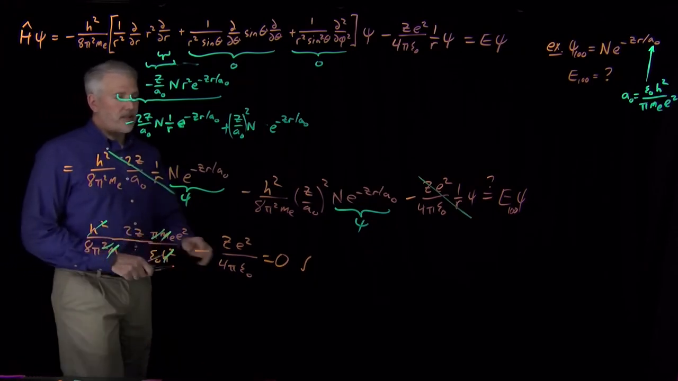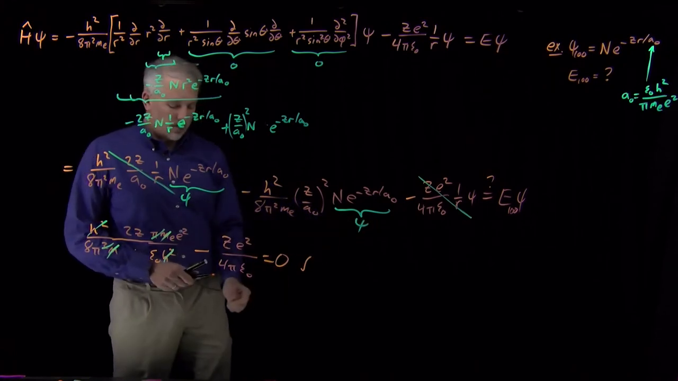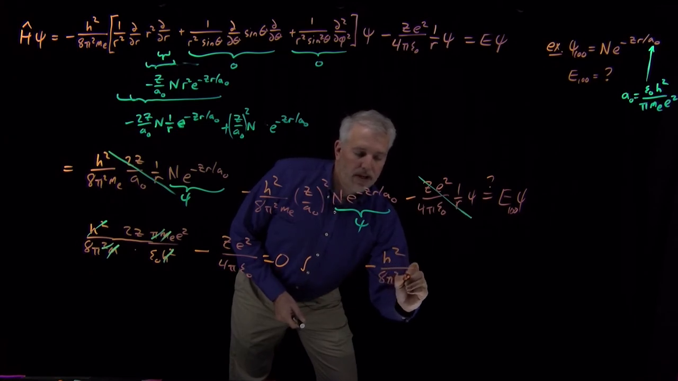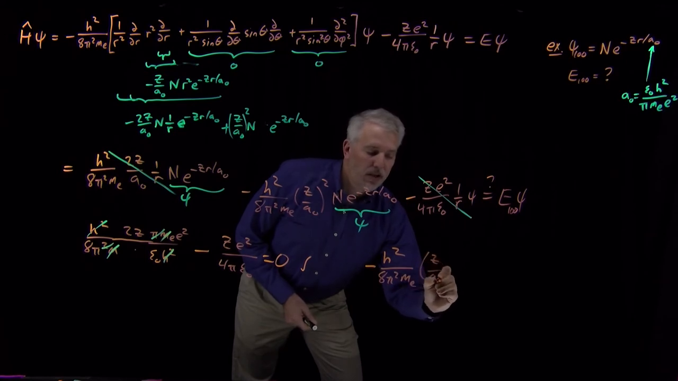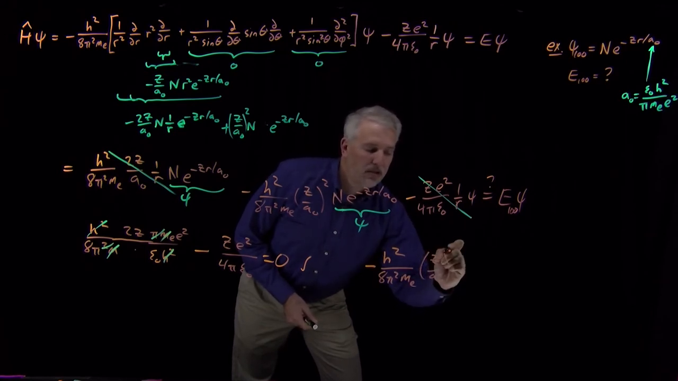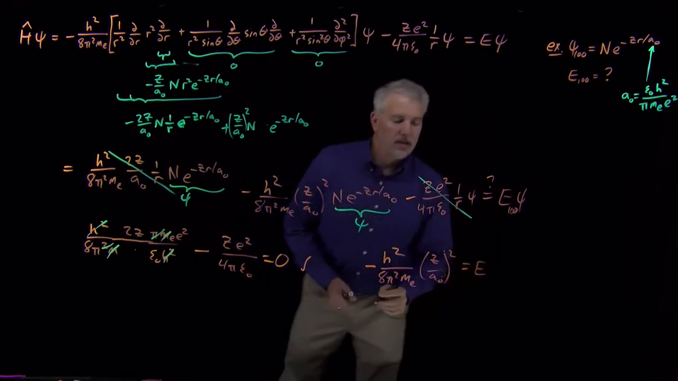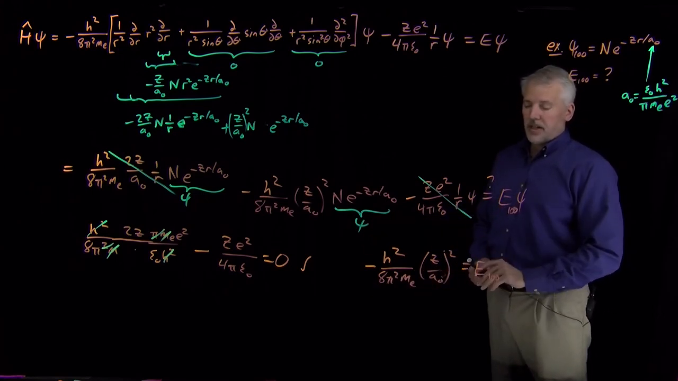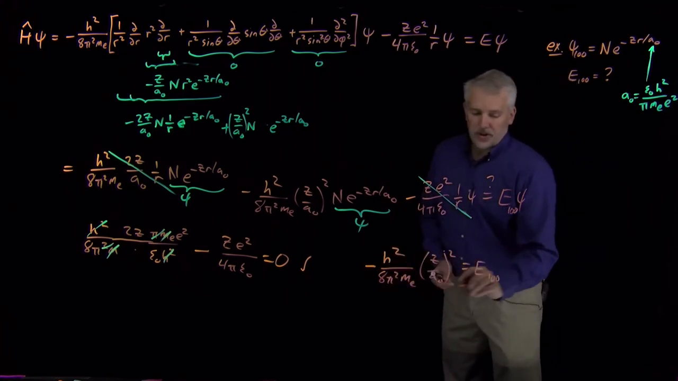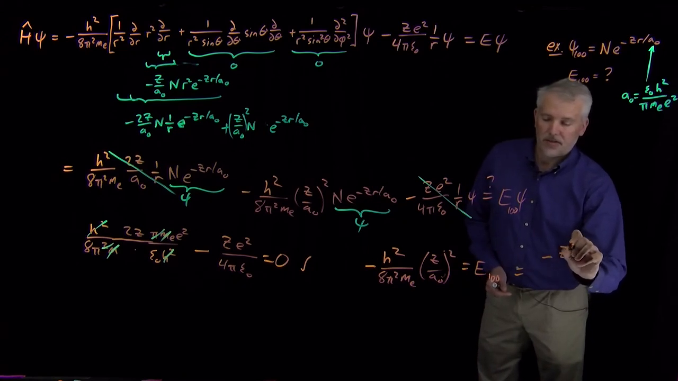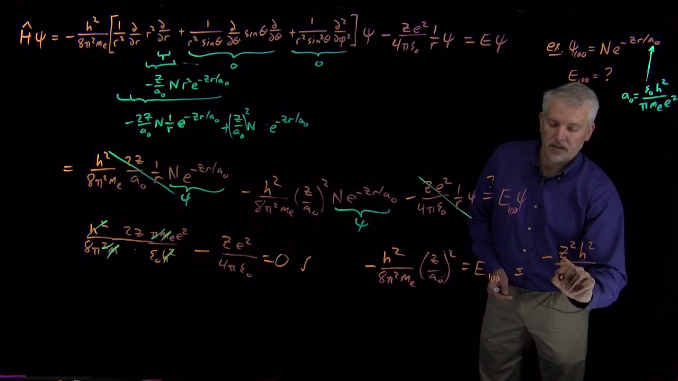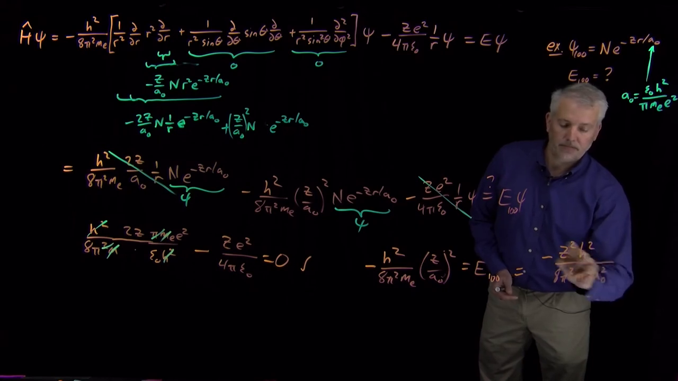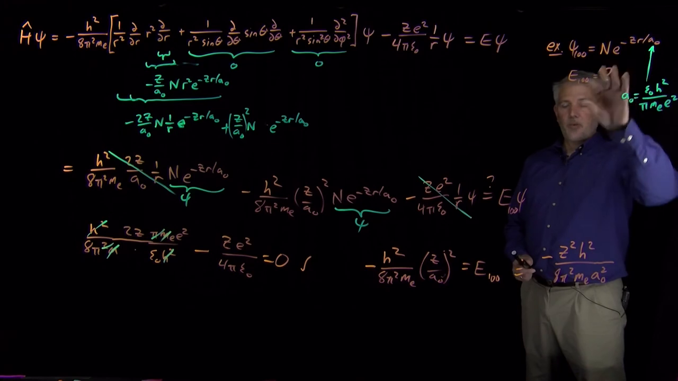All we have left now is the second term, this collection of constants times the wave function, so minus h squared over 8 pi squared mass, z over a naught quantity squared, is equal to energy. So those constants times the wave function are equal to energy times the wave function. So the value of the energy is, in fact, this collection of constants, which I suppose I can rewrite as minus z squared h squared over 8 pi squared mass of an electron a naught squared. So that is, in fact, the energy of this 100 wave function.